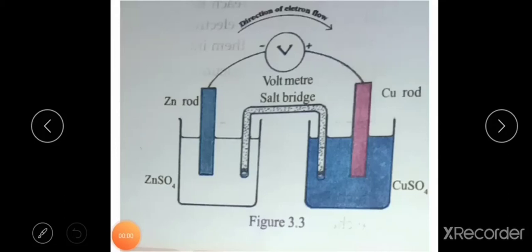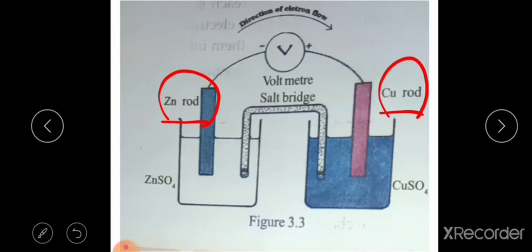I hope everyone understands the arrangement of the galvanic cell. Let us see the working of the galvanic cell. If you compare the reactivity of zinc and copper, which is the more reactive metal? If you know the reactivity series, you can very easily tell the answer. Here, zinc is more reactive compared to copper metal.